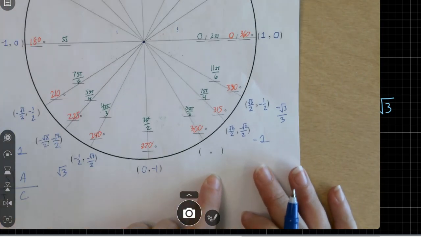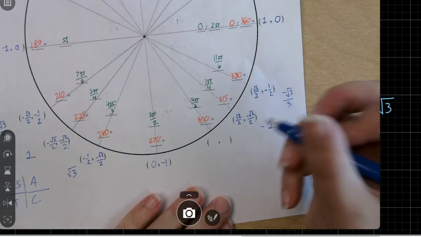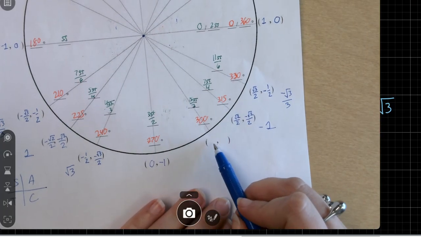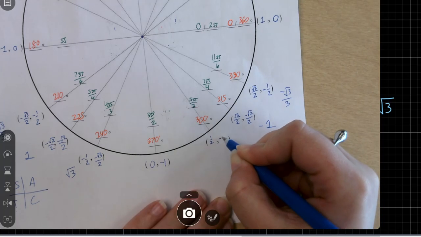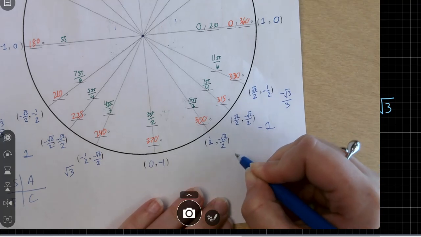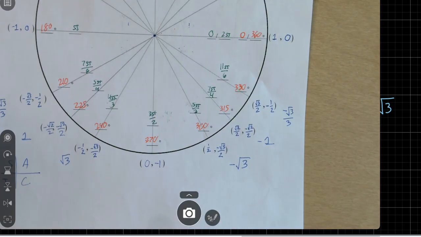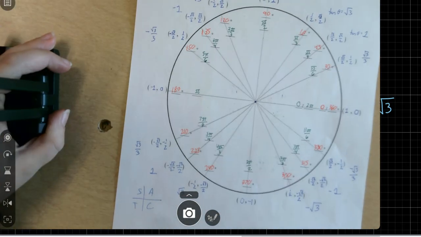Okay, what about over here? Jade, you next. 300? Okay. Yep. And what's tangent? Negative square root of 3. Perfect. Okay, we're so done. Almost. We have one more thing.